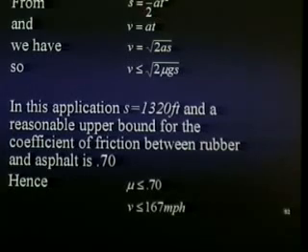Now, he also said, okay, here's the formulas. Distance equals 1/2 at squared. Velocity is acceleration times time. Put them together. So in this application, distance is 1,320 feet, a quarter mile. Now, he said the reasonable coefficient of friction between rubber and asphalt is 0.7. So he puts mu equal to 0.7, and he turns out with 167 miles per hour.